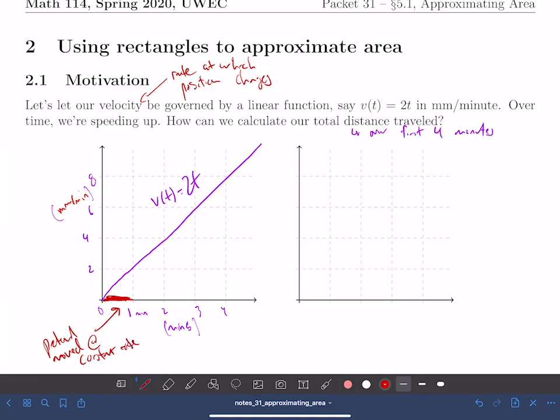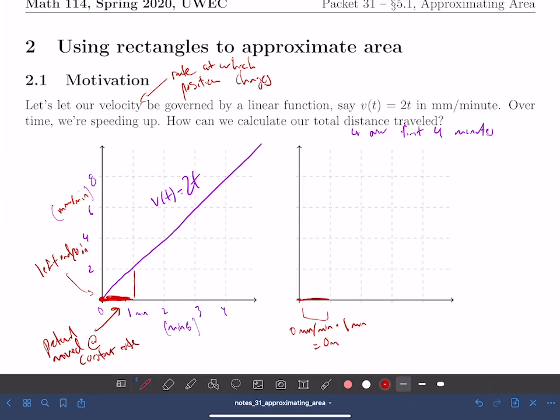and let's let that be determined by the left endpoint of a 1 minute interval. So over this interval right here, we believe that I was moving at 0 millimeters per minute times 1 minute equals 0 millimeters during that minute. And so my position changes not at all.